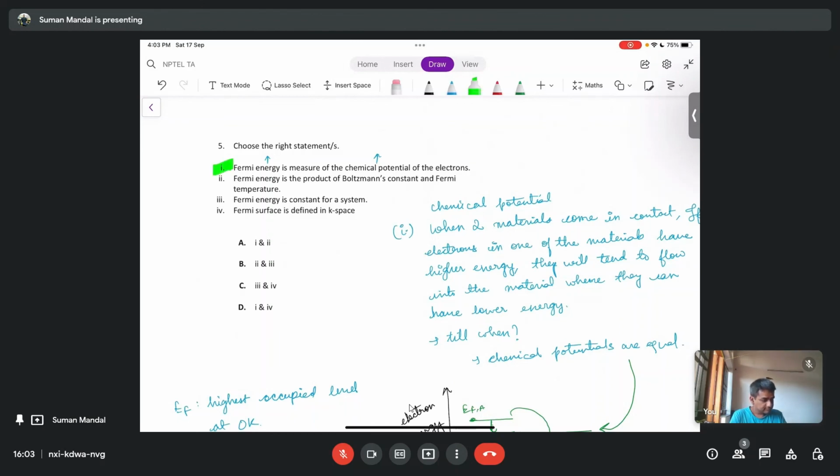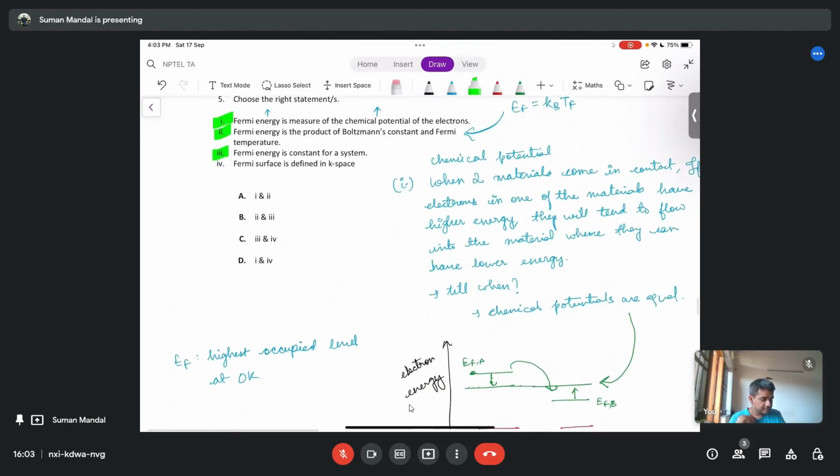Statement 2, EF is equal to kB TF, where TF is the Fermi temperature. So this is also correct. Fermi energy is constant for a system, yes, because the total number of electrons and the total number of allowed states are system dependent. It varies from one system to another. And Fermi surface is defined in K space.